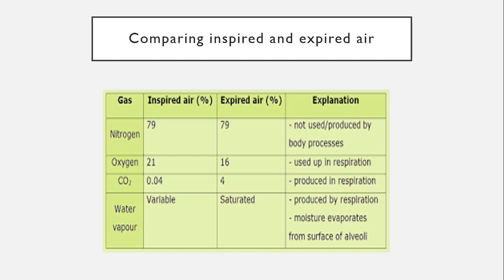Now let's talk about water vapor. Water vapor, of course, is variable. It depends on the humidity outside. Sometimes the environment around you is dry, sometimes it's humid. So it depends on the humidity, the season, and the area that you are in. It varies according to the environment. But always in the expired air, it is saturated.